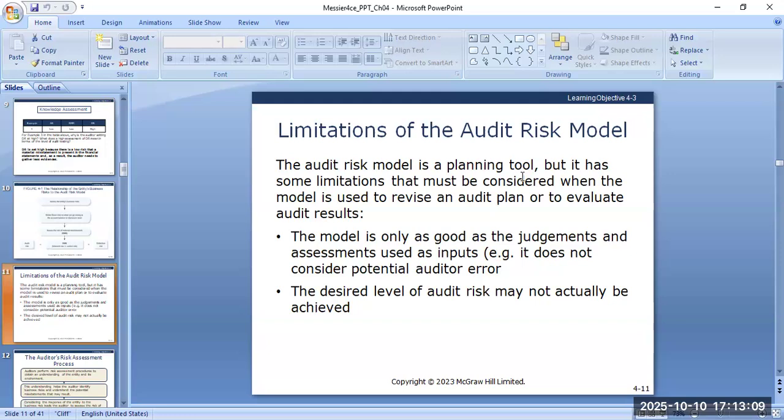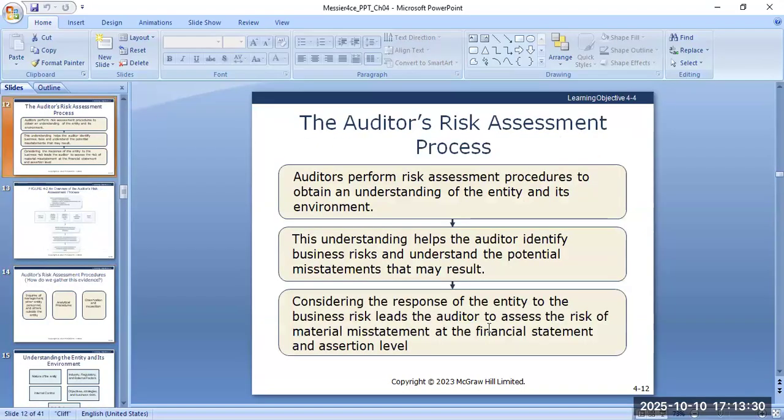So basically, if we're using the wrong judgment and doing the wrong assessment, then we're going to have a problem, and the desired level of audit risk may not actually be achieved. That's another limitation of this model. So how is the auditor going to assess the risk?